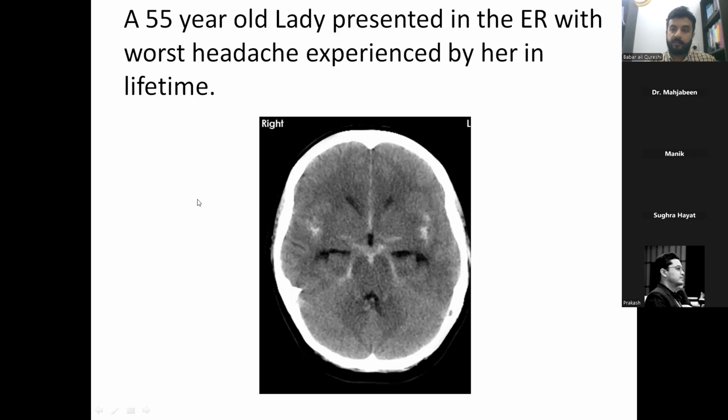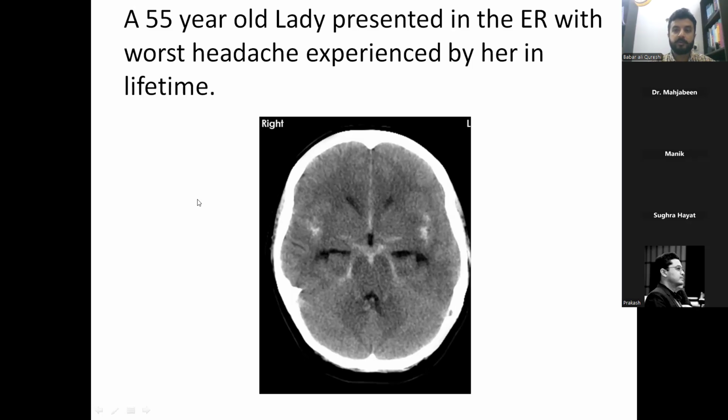Okay, so apart from rebleed and hydrocephalus, what other complications can the patient have? I can't think of any, sir. It's very straightforward, but I can't think of it. Okay, so there are a lot of them. The patient can have seizures, so you have to prevent the seizures. You have to give anti-epileptics to the patient.